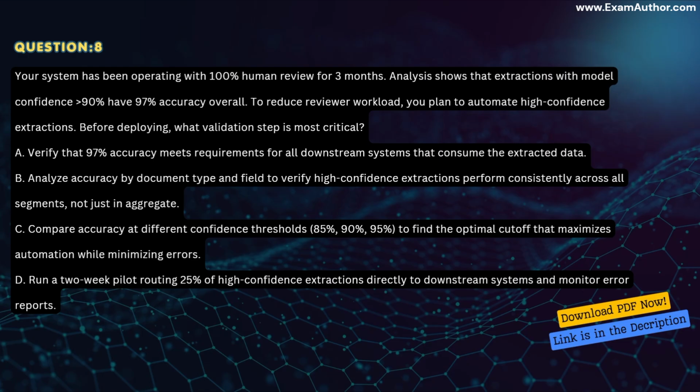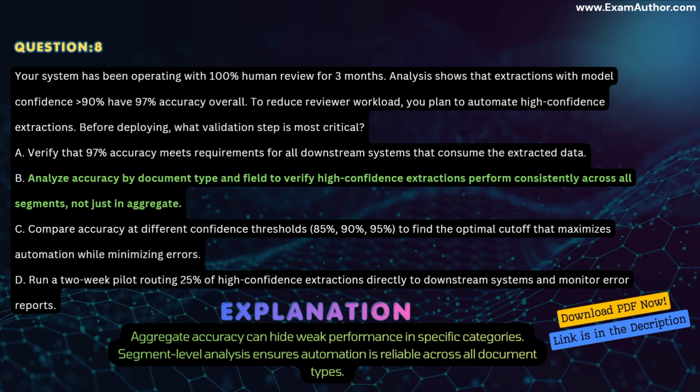Correct answer, B. Analyze accuracy by document type and field to verify high-confidence extractions perform consistently across all segments, not just in aggregate. Explanation: aggregate accuracy can hide weak performance in specific categories. Segment-level analysis ensures automation is reliable across all document types.